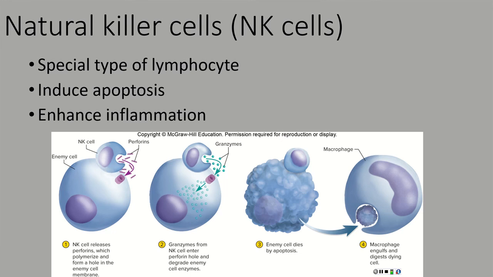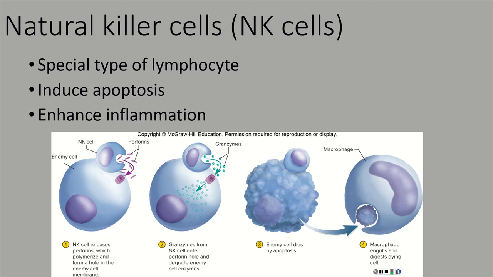All right, let's talk about NK cells, or natural killer cells. Like we said, these are a type of lymphocyte. They're just a specialized lymphocyte. And they kill by inducing apoptosis, and they can also enhance inflammation. So down here we see how they are inducing apoptosis. Remember, apoptosis is programmed cell death, or sometimes it's called cell suicide, because what happens is the cell kills itself.